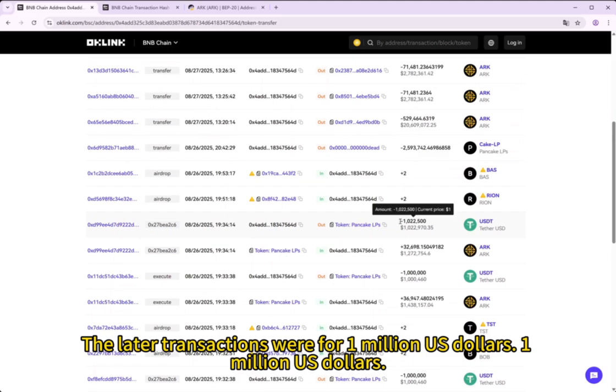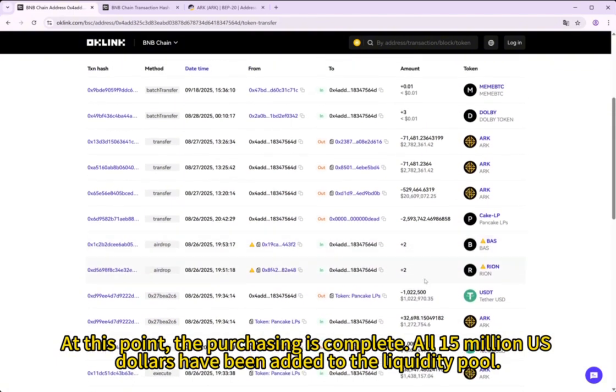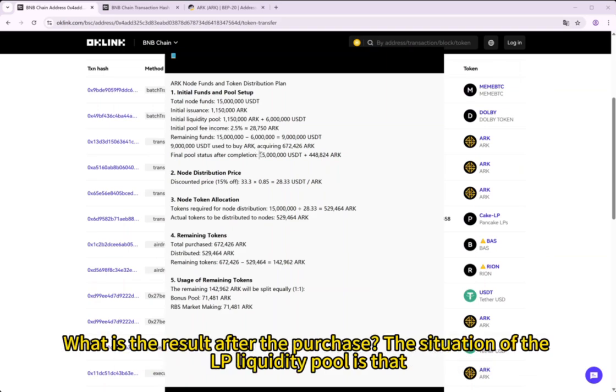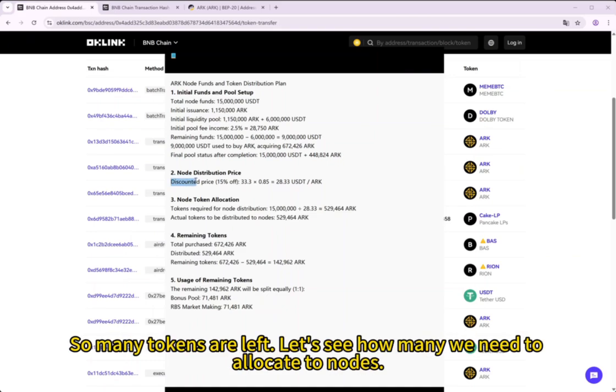The later transactions were for $1 million, $1 million. At this point, the purchasing is complete. All $15 million have been added to the liquidity pool. What is the result after the purchase? The situation of the LP liquidity pool is that $15 million plus 448,842, and the LP liquidity pool still has 448,842 tokens remaining. So many tokens are left.